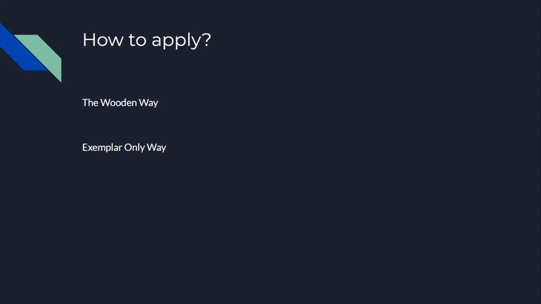So that's why the Wooden way is similar to the exemplar only way, because the principle that we want them to see it correctly done as our last demonstration is what's important. So that's the what, why, and how behind how we would demonstrate or model a skill as a coach to our players.